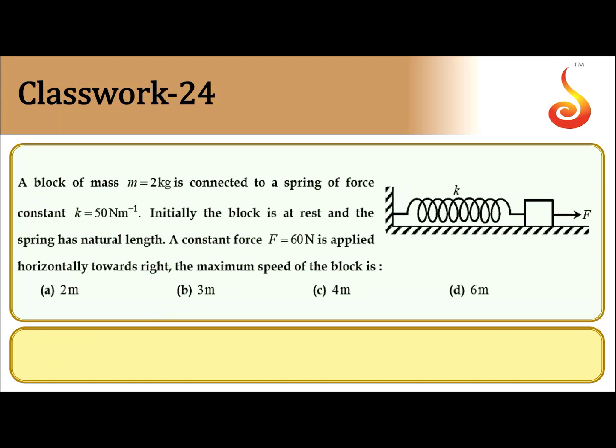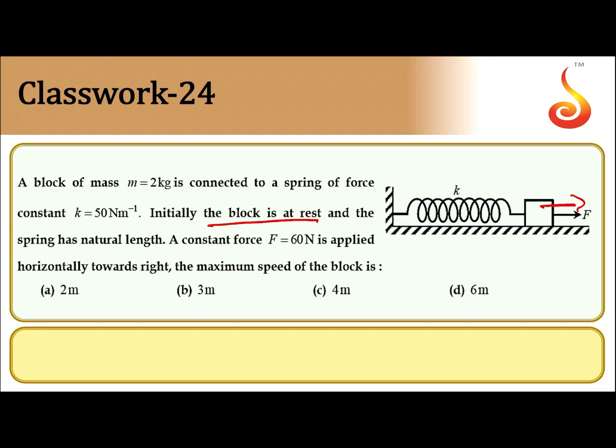Next one. A block of mass m is equal to 2 kg is connected to a spring of force constant 50 Newton per meter. Initially the block is at rest and the spring has natural length. A constant force of 60 Newton is applied horizontally towards right. The maximum speed of the block is, okay. So you are applying a constant force of 60 Newton along this direction and the spring is in its natural length. Initially the block is at rest, of course.